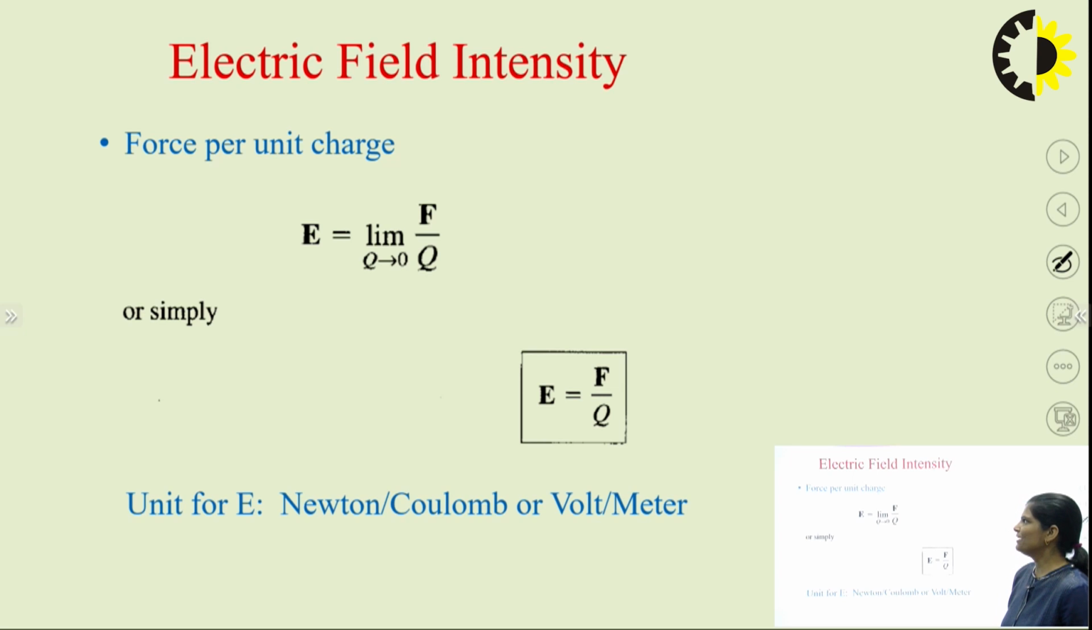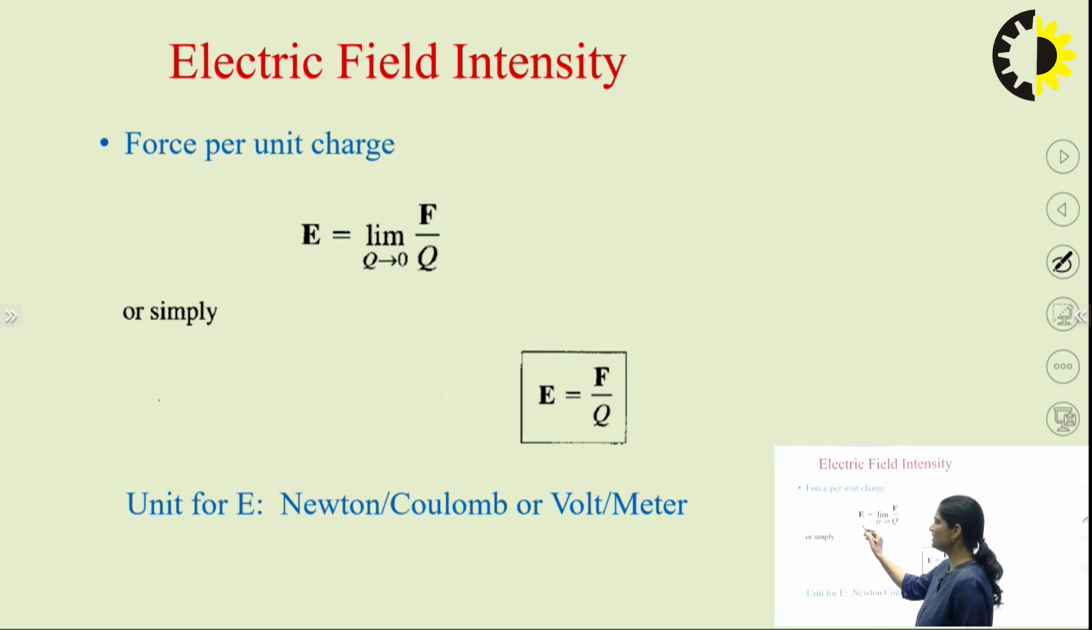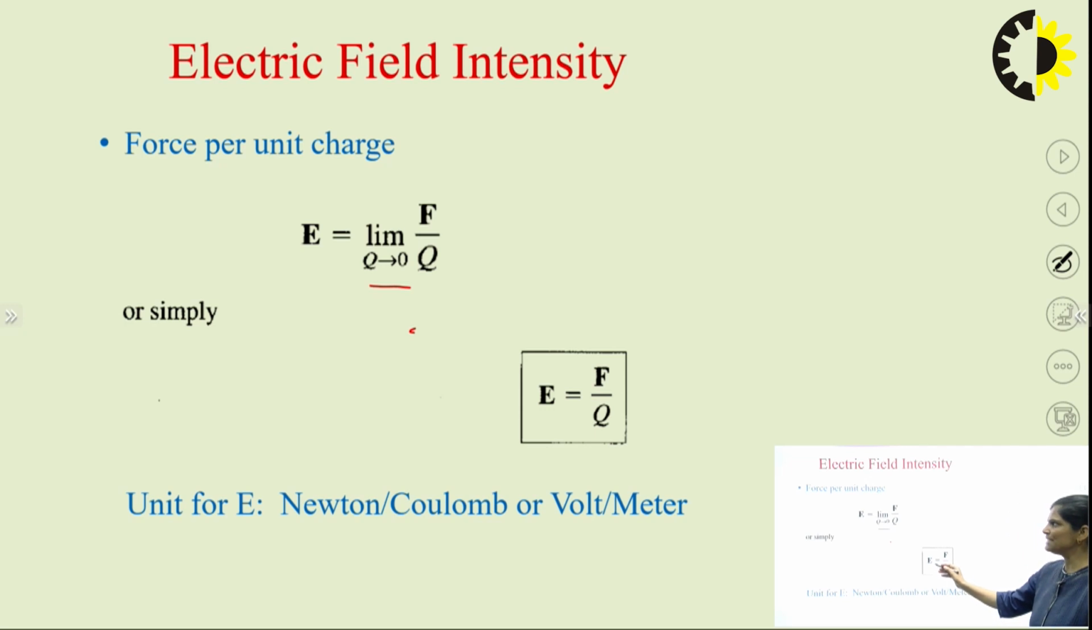Now here you have to find the electric field intensity. Force per unit charge, means the electric field E is equal to the limit as Q tends to 0 of F upon Q. Here E is your electric field intensity, that is equal to F upon Q, and the unit of E is Newton per Coulomb or volt per meter.